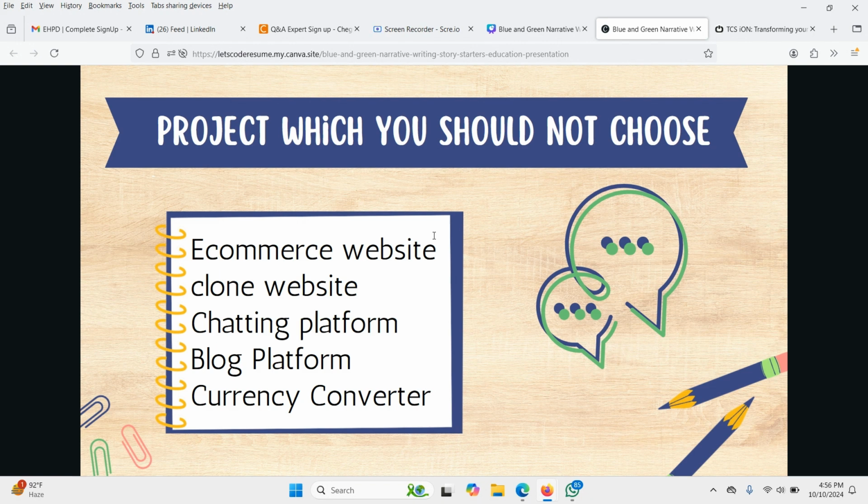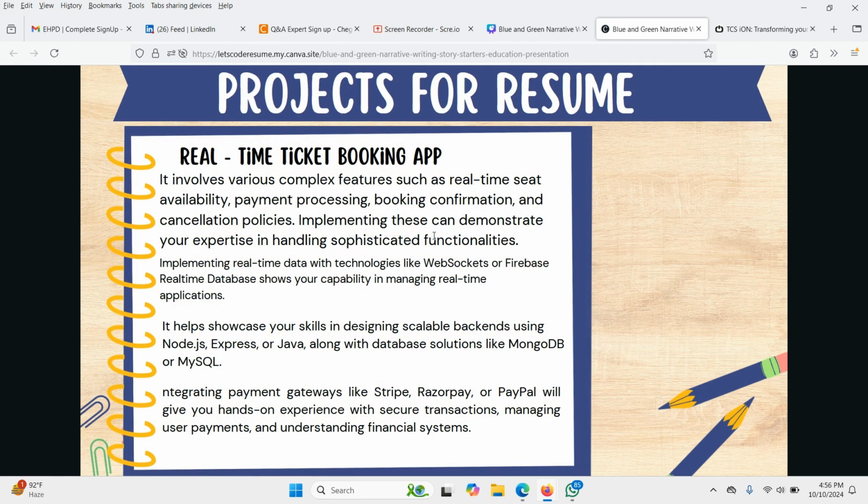So the question is, what projects should you include? In this slide we discussed what projects we should not add in the resume, because those will keep your resume from being shortlisted in any company. These are common projects, and in every resume I can find that he or she has made an e-commerce website, clone website, or chatting platform, but they don't know what differentiates a person from others.